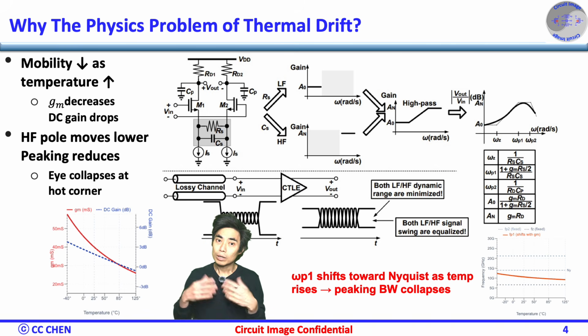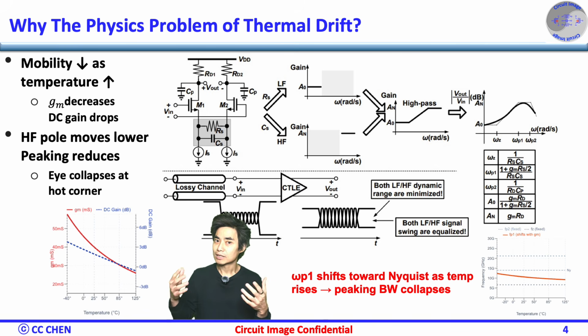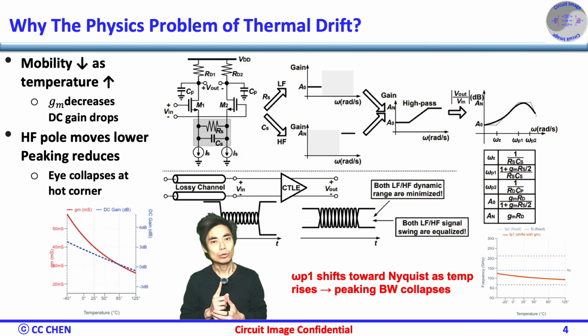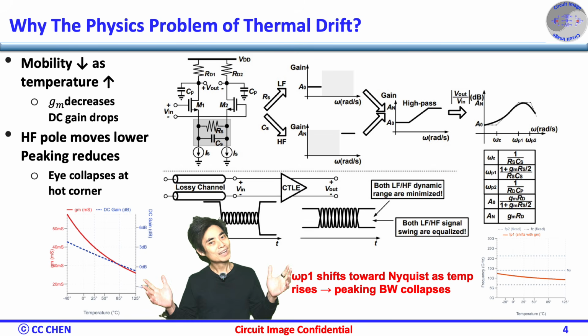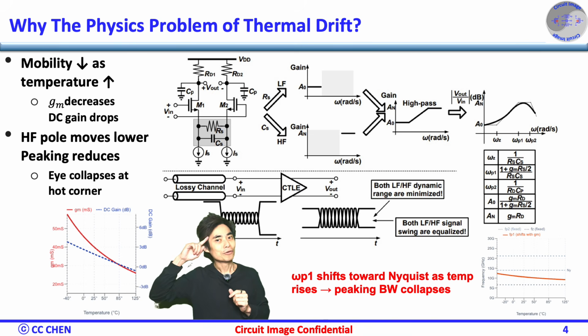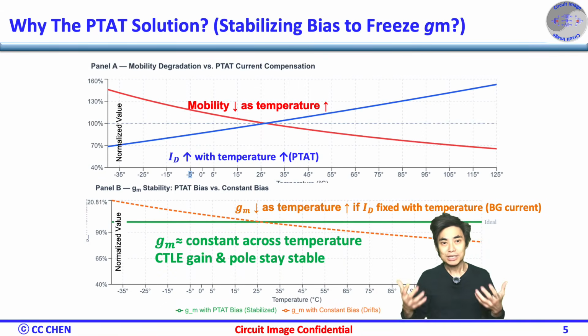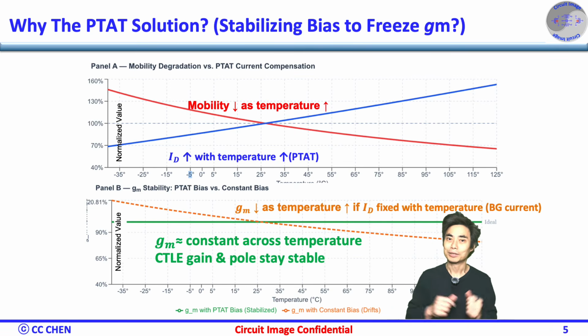So if we want a frozen CTLE to survive temperature, we must stabilize gm itself. So, what can we do? Think about the compensation for 5 seconds. Bingo! The fix is conceptually simple. If mobility decreases with temperature, we increase the current with temperature.